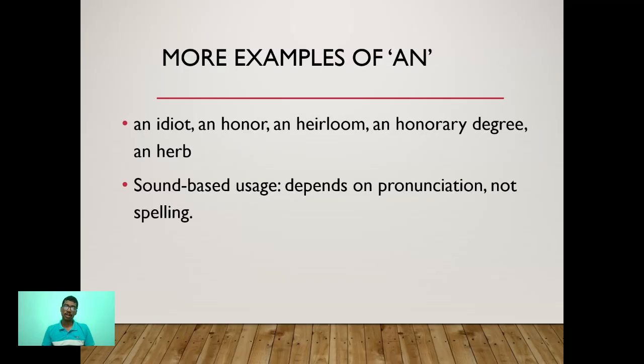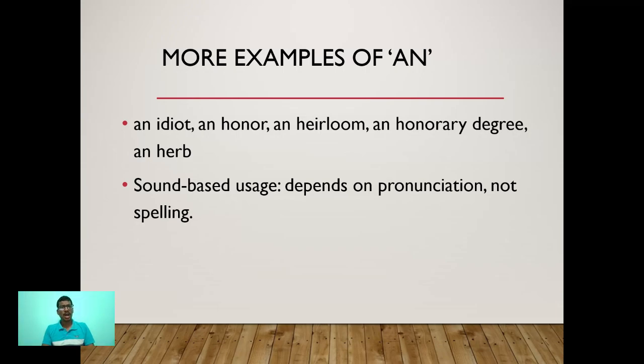Rather, we need not bother about the spelling of the word that starts. Please be aware of the sound or the pronunciation of the word to use the articles. Some examples here we have for an are: an idiot, an honor, an heirloom, an honorary degree, and an herb. Here all the words start with a consonant letter, but they have vowel sounds. So, as the point shows, the articles are placed on sound based usage. It depends on the pronunciation but not on the spelling.